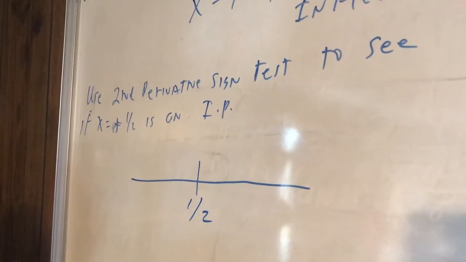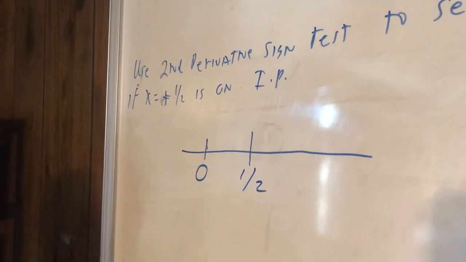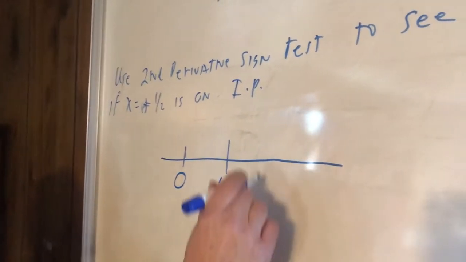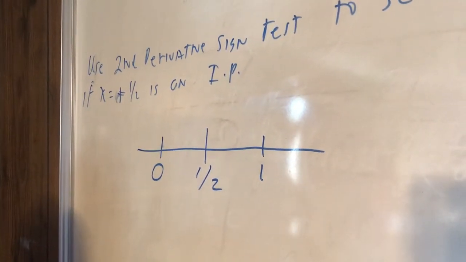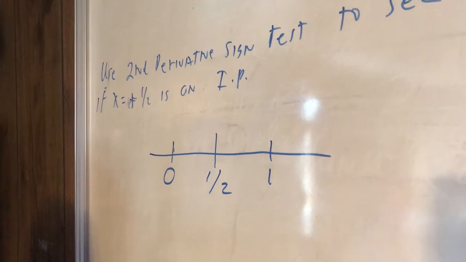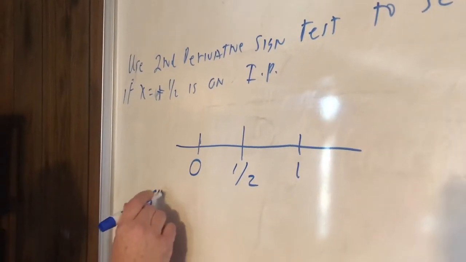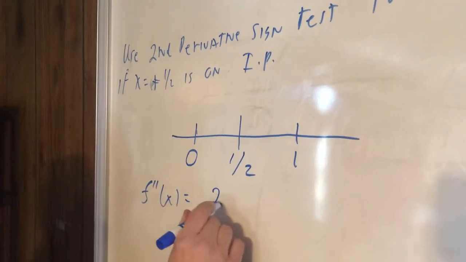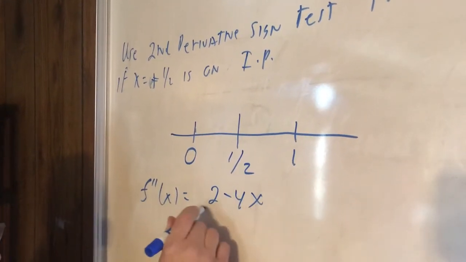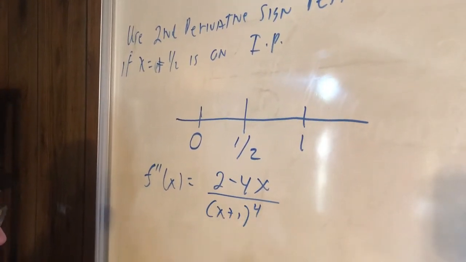Okay, so what do we use? Well, I'm going to take a 0 to the left, and I'm going to take a 1 to the right. And let me rewrite the second derivative now, because we are going to use that. So the second derivative, as we have it over here, is 2 minus 4x over x plus 1 to the 4th.